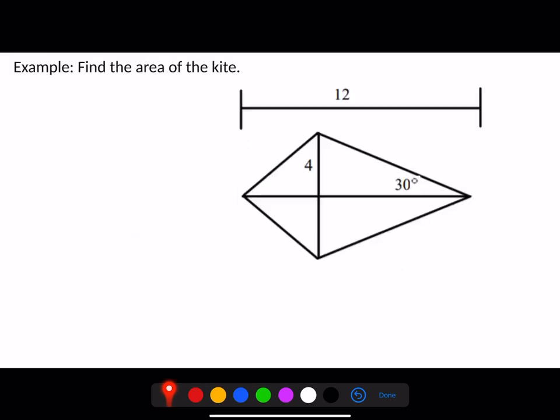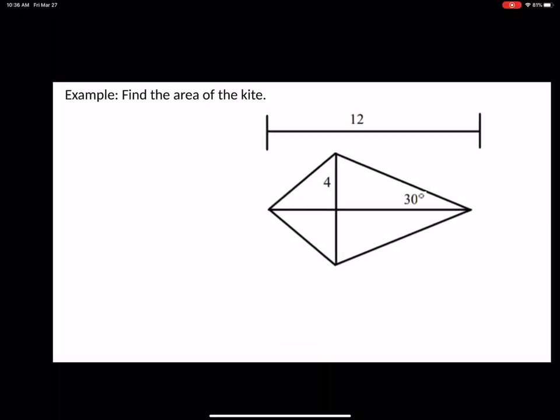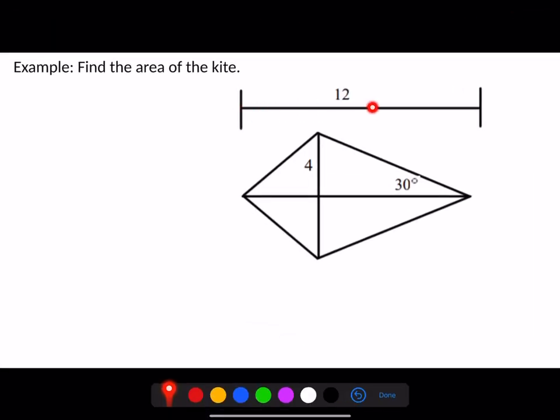Find the area of the kite. So if I look at this 12 up here, that is the entire length of this diagonal. Now with kites, we know that consecutive sides are congruent. We have 90-degree angles. And so if this side length is 4, this side length must also be 4. So very useful for us to remember that.